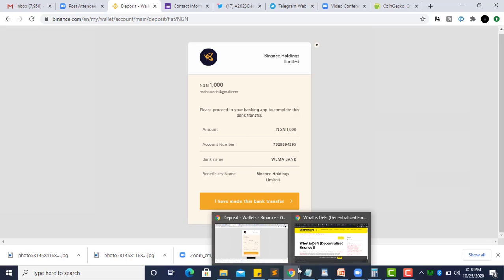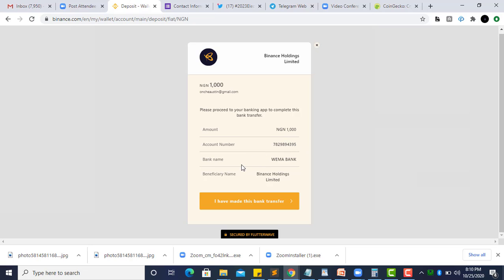So that is what I'm going to do now, if the network will permit me. I hope you guys are following. It's just a normal bank transfer I'm going to do now. They've given me a bank account number and the name of the bank. So I'm going to deposit exactly 1,000 naira into this bank account. Then I will come back and click I have made this bank transfer. Make sure you make the transfer before you click on I have made this bank transfer.